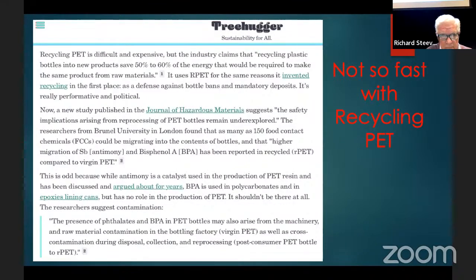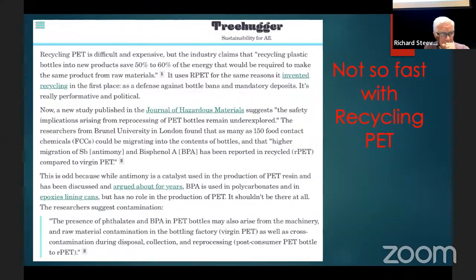Well, now there's a study published in the Journal of Hazardous Materials, and they suggest that the safety implications arising from reprocessing of PET bottles are underexplored. Pretty careful word, underexplored. But Brunel University in London has found as many as 150 food contact chemicals, or FCCs, that could be migrating into the contents of these bottles as they get recycled.